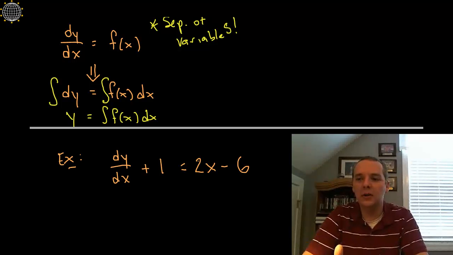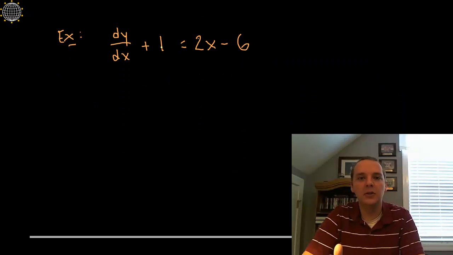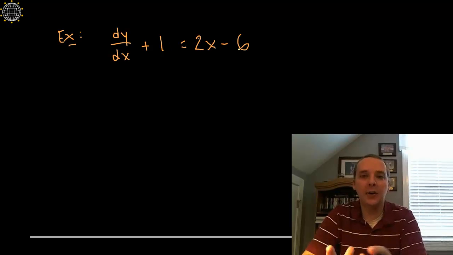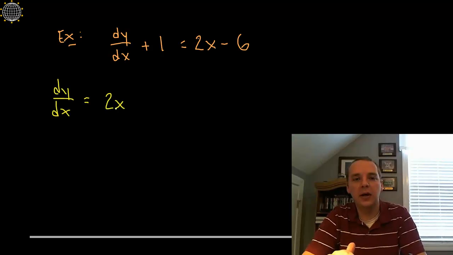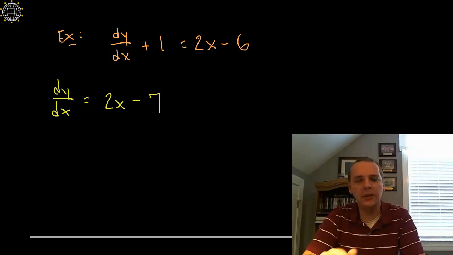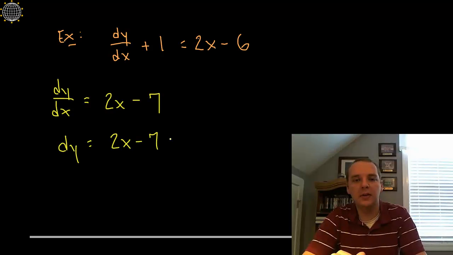Let me show you one, because maybe this will click a little bit better with an example. Here's a quick one: dy/dx plus 1 equals 2x minus 6. If we wanted to categorize this, we would call it a first order differential equation. What do we want to do? First, we solve for dy/dx, so dy/dx equals 2x minus 7. Then we move the dx to the right, so dy equals (2x minus 7) dx.